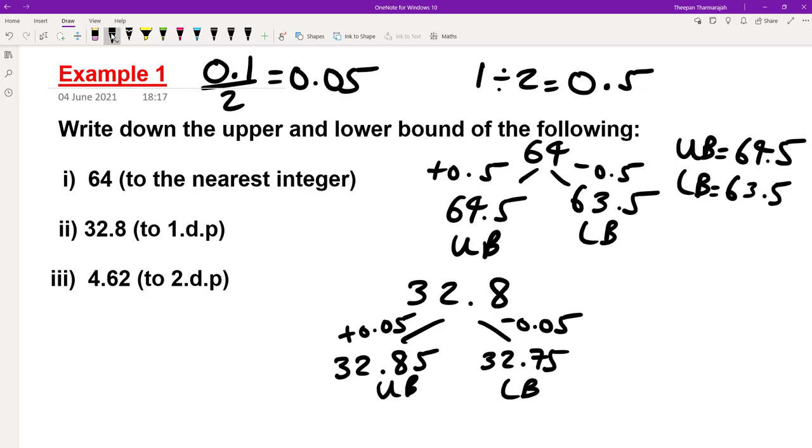And so we can write it down as the upper bound. So the upper bound is 32.85. Lower bound 32.75.